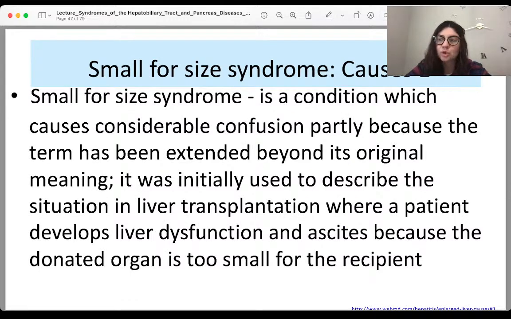And another syndrome, if that was a big liver, here it is a small liver, or we name it small of size syndrome. Small of size syndrome, it is a condition which causes considerable confusion, partly because the term has been extended beyond its original meaning. It was initially used to describe the situation in liver transplantation, where a patient develops liver dysfunction and ascites because the donated organ is too small for the recipient.